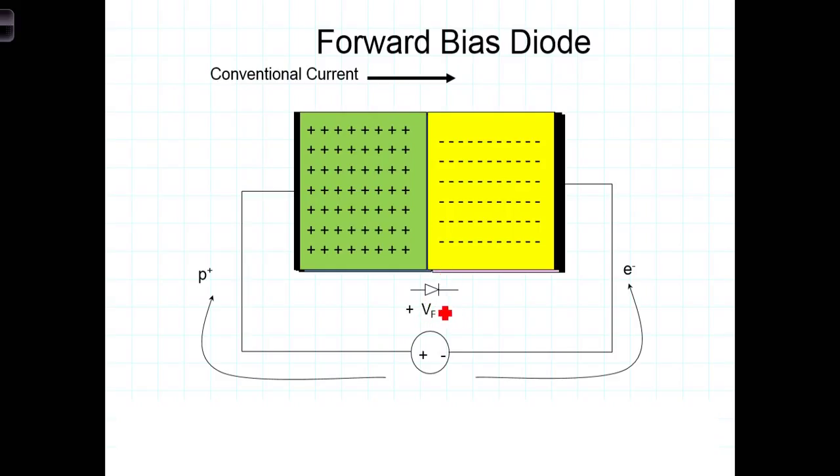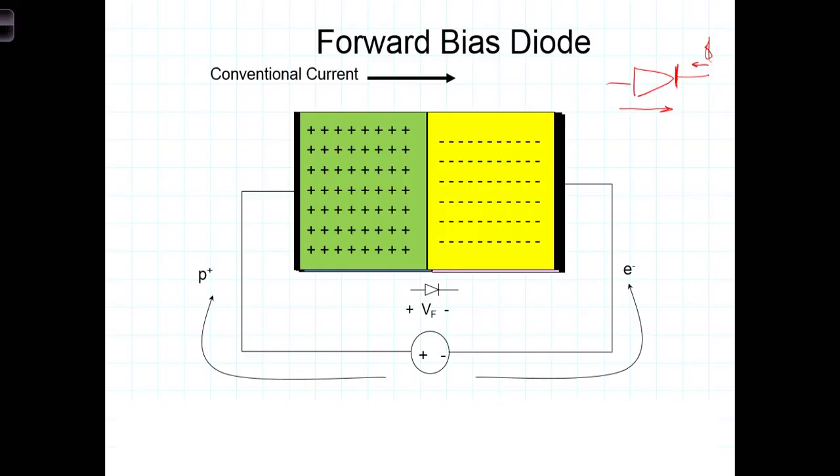This is the symbol for a diode. It's basically an arrowhead with a line on it. It's meant to show and symbolize that current can flow through this device, but it flows in only one direction. Current will flow in the direction that the arrow is pointing. This line here is meant to suggest that current will not flow in the opposite direction.